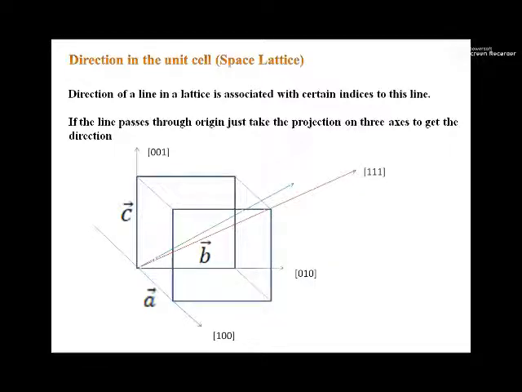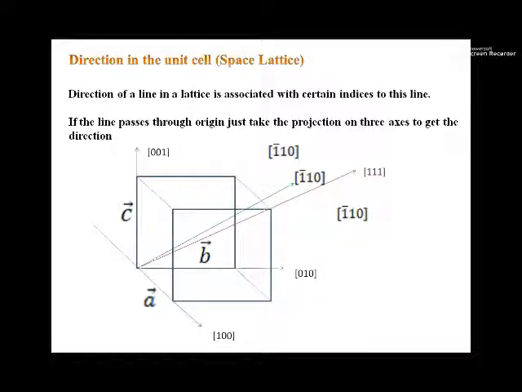So this line is passing through the origin, but what is the direction of this line? So this will be 1 bar 1 0. How is this 1 bar 1 0?